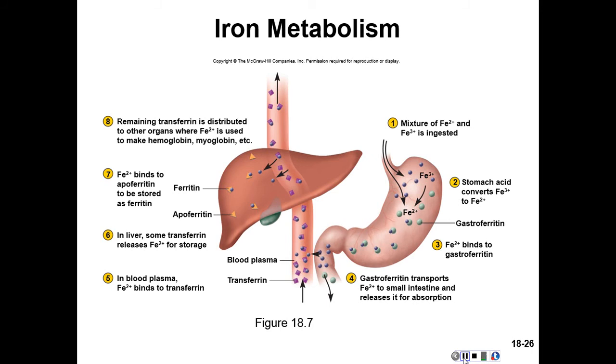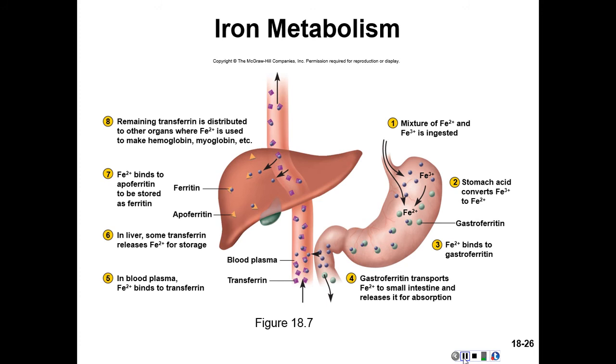Iron can bind to a protein, apoferritin, and there it can be stored as ferritin. Then let's look at iron. It goes to the digestive tract. Iron 3 loses a plus component and goes to iron 2. There it binds to gastroferritin in the stomach. Then it goes into the small intestine.